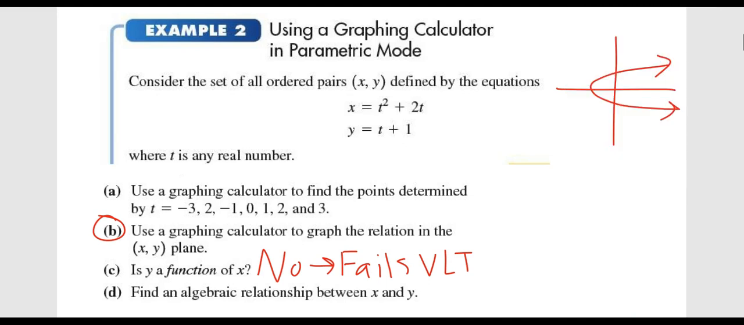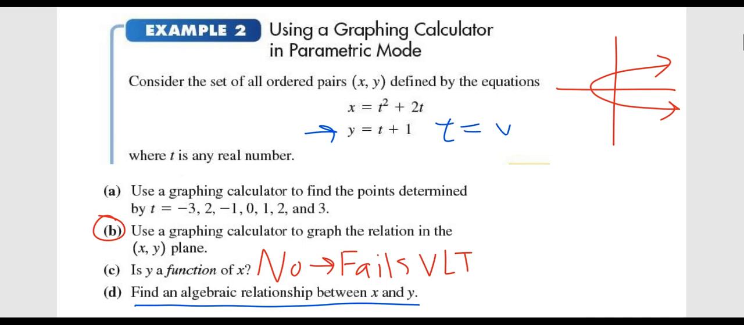How do I connect? What are they telling me to do with these two equations? Get rid of t, right? So same thing we did before. Pick one of the equations that you think is easiest to solve for t. Which one are you going to pick? Second one? Okay.